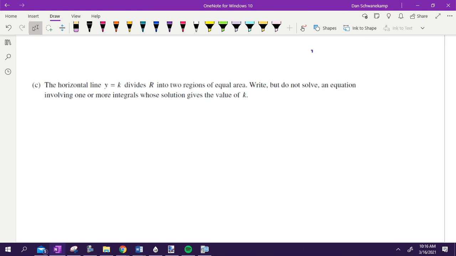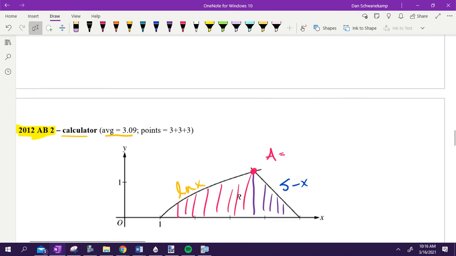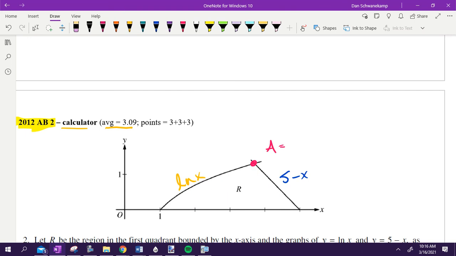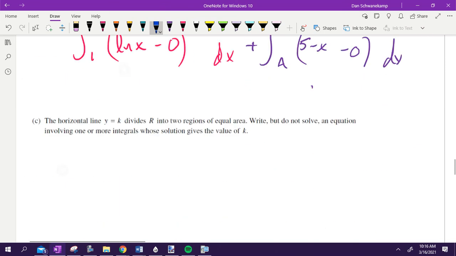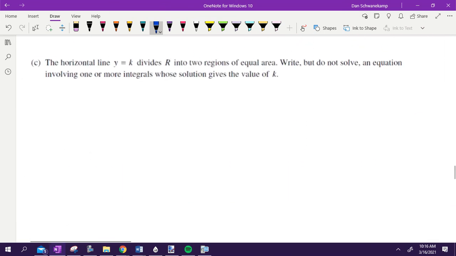The horizontal line, y equals k, divides R into 2 regions. Show me with your arm, what does a horizontal line look like? It is that horizontal line. We are drawing a line that is going to split this guy up. There's some letter k that when I split it up, the first part and the second part are going to be equal to each other. I need to figure out an equation that tells me k. Anybody got an idea on how we can do that?